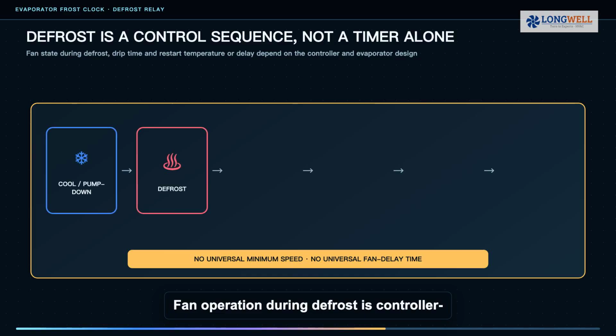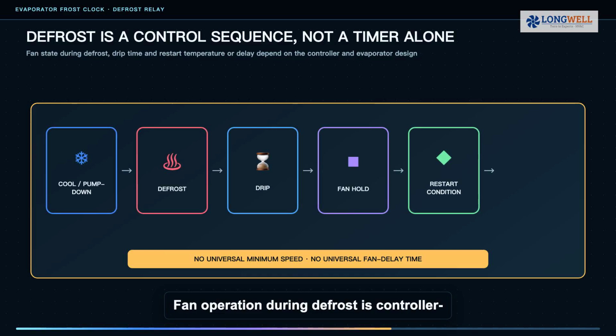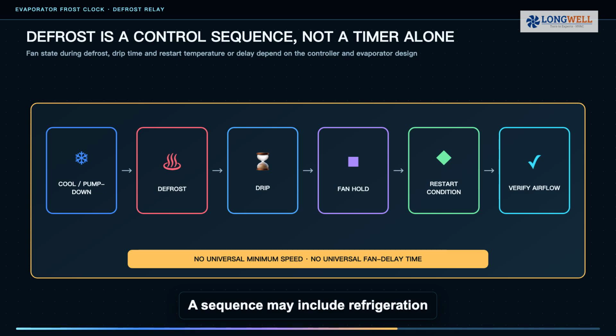Fan operation during defrost is controller and evaporator specific. A sequence may include refrigeration stop or pump down, defrost, drip time, fan hold and restart by temperature, time or both. Copy the exact approved sequence. There is no universal fan delay time.